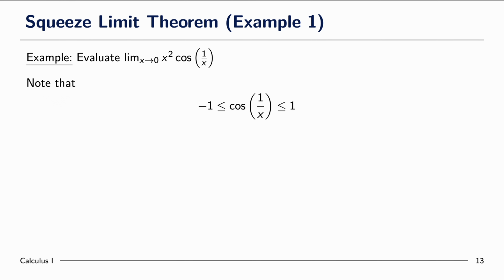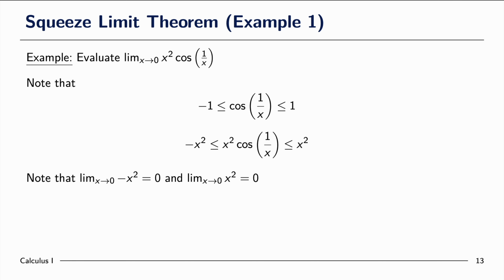First notice that cosine of 1 over x is always between negative 1 and 1. This is because cosine is always between negative 1 and 1. So we can multiply x squared throughout the inequality and get negative x squared is less than or equal to x squared times cos of 1 over x, which is less than or equal to x squared.